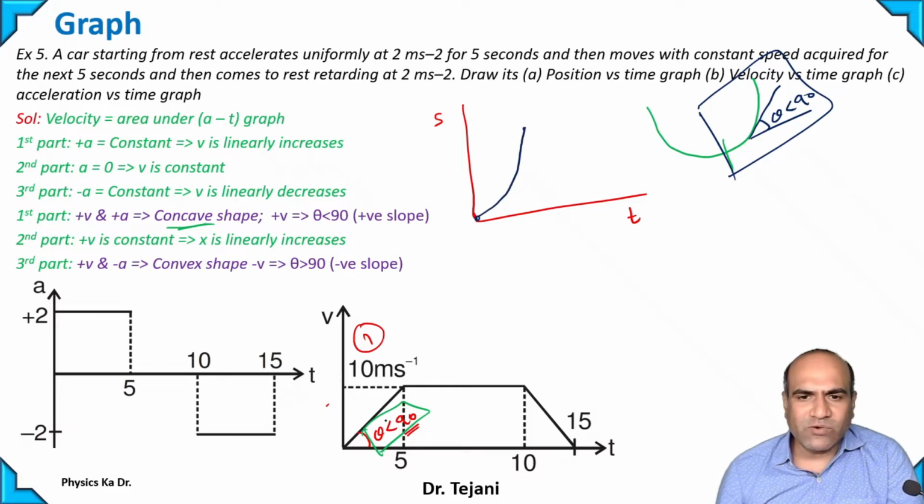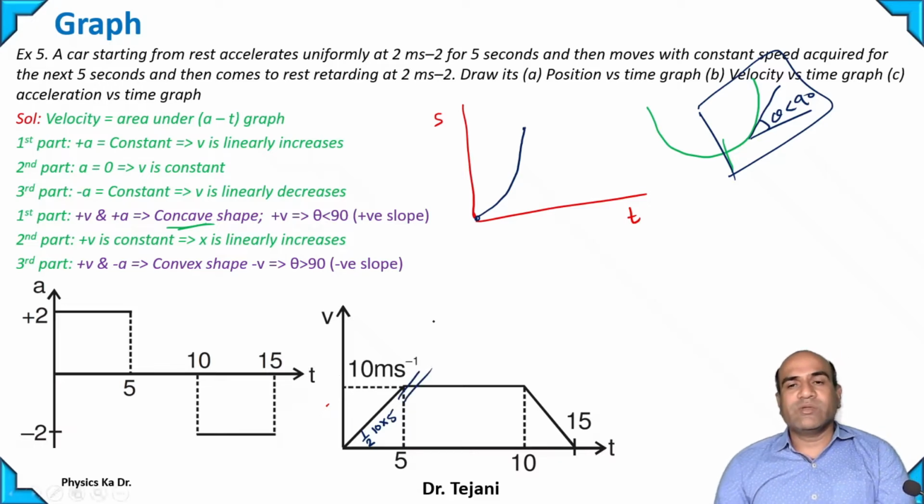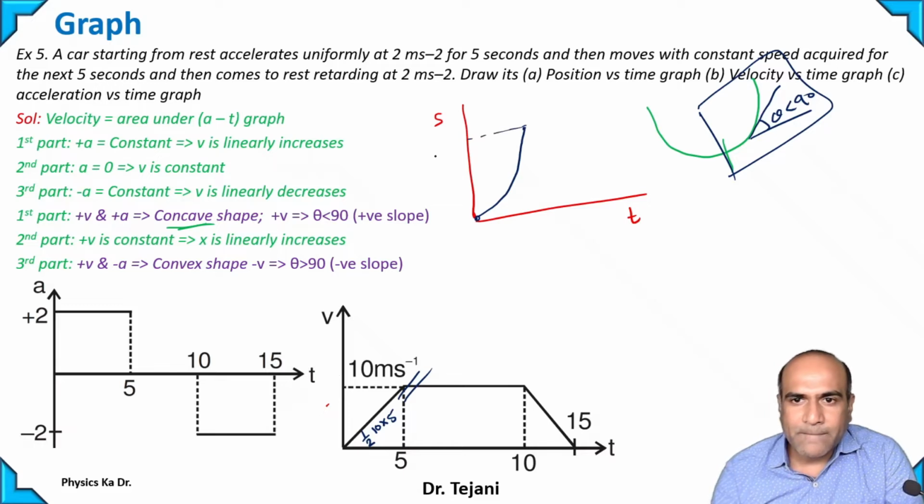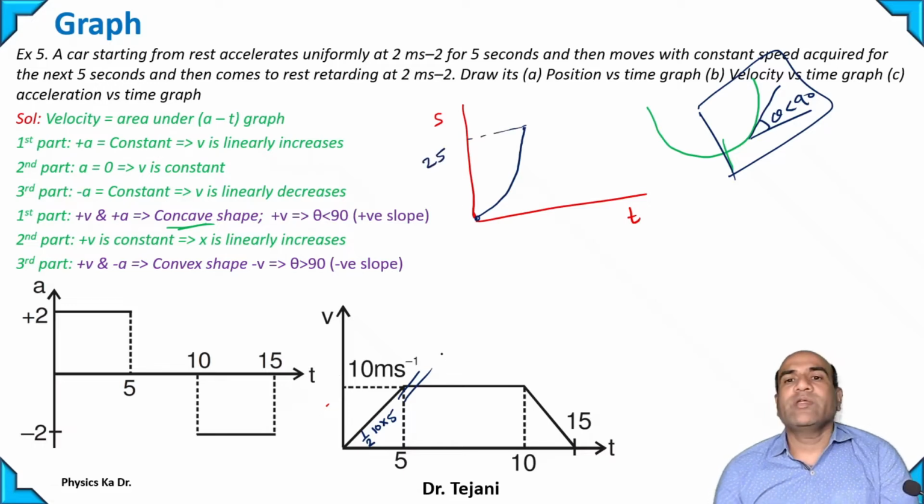How to find S? Yeah, area. 1 by 2, 10 multiplied by 5. Because it is a triangle, so 1 by 2, so it is 25.